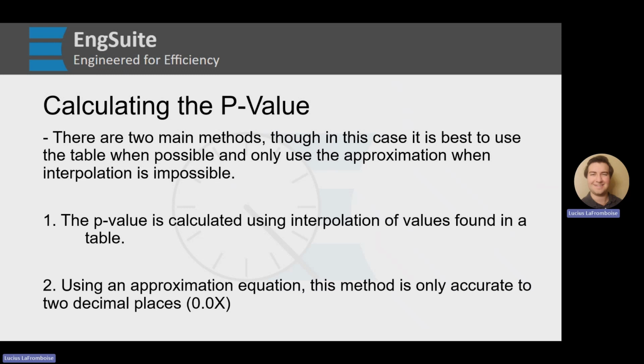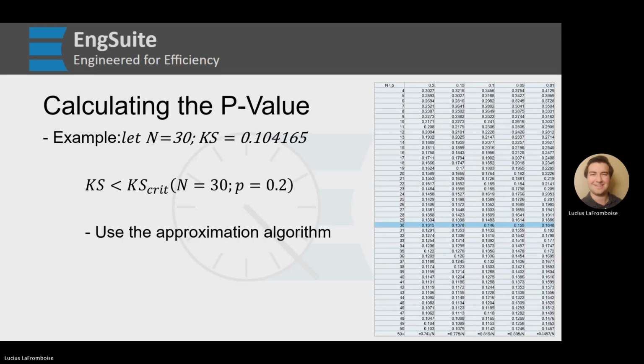The second is using an approximation equation. Now this method is only accurate to 2 decimal places, so 0.0x, that hundredths place there, which is why we want to use the p-value table as much as possible, because we can get the actual values or a better approximation than using this approximation.